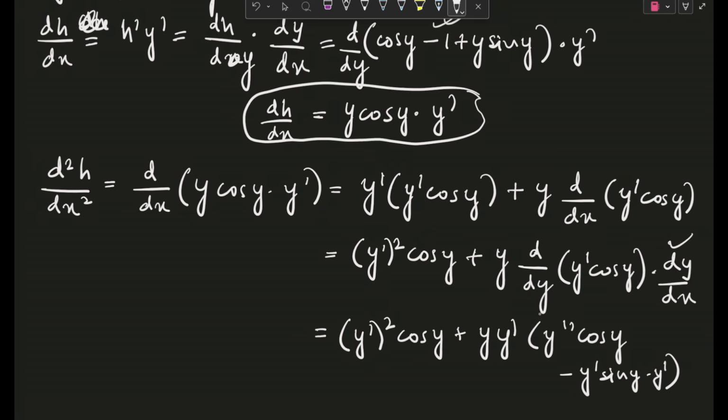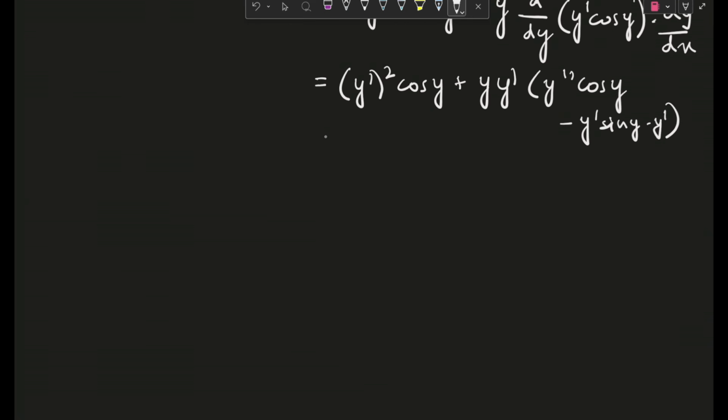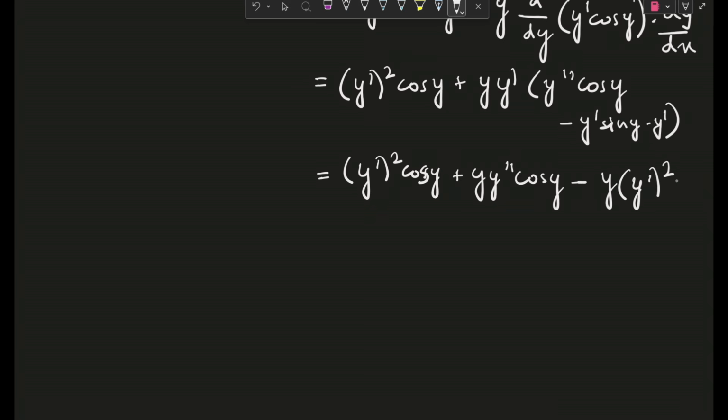So now I will simplify this a bit. If we simplify this, this will come out to be finally (y')² cos y plus y'' cos y, and I guess minus (y')² sin y. Yeah. So this thing is your final d²h/dx².